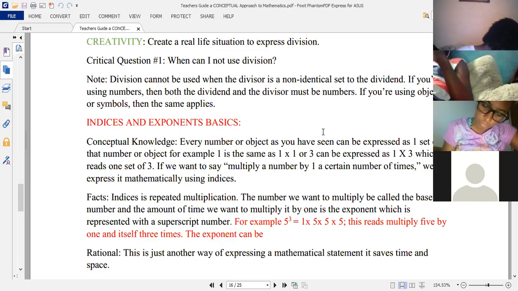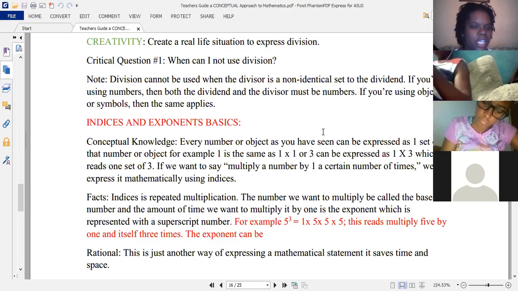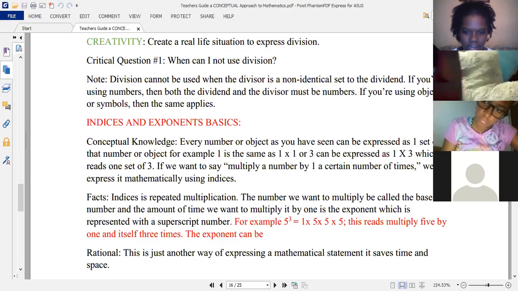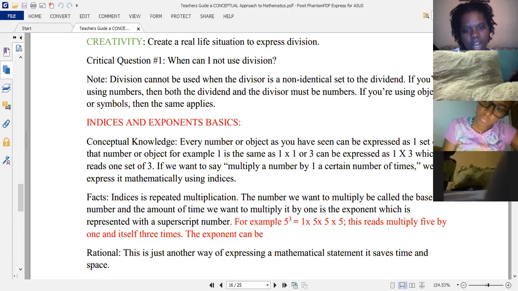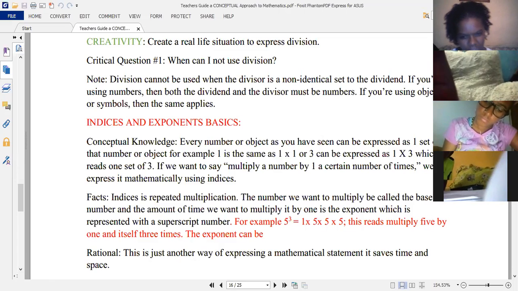We have that? Yes, we have that. All right, you can also put that indices is just a shortened way of representing repeated multiplication, as with the notes that we took earlier on the whiteboard.